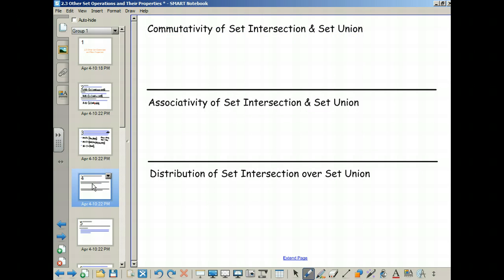Alright. We have one more set operation that we'll hold for just a moment, and we're going to talk about the properties of these particular ones that we just encountered. So the first property we have is commutativity. I know you guys have heard the words commutative and associative and distributive before. We learned about them in terms of algebra. Does anybody remember what any of them mean?